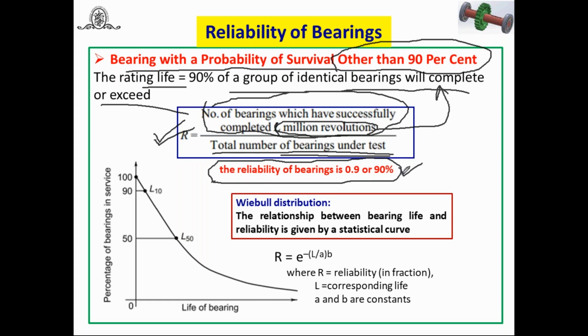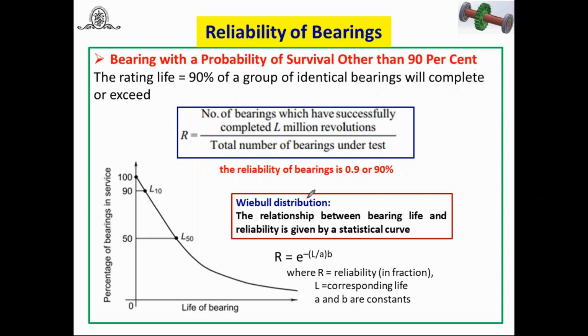But in some cases, from a safety point of view, reliability may be required to be more than 90%. That means the bearing should not fail, or a group of those bearings should sustain more than that. More than 90% of bearings can sustain that load in some applications. So what to do, and how to find out the reliability of the bearing which is not 90%, maybe less or more than 90%? How to find out this reliability?